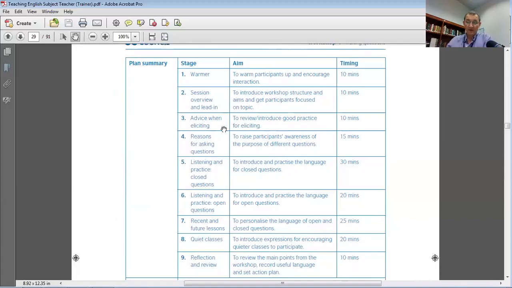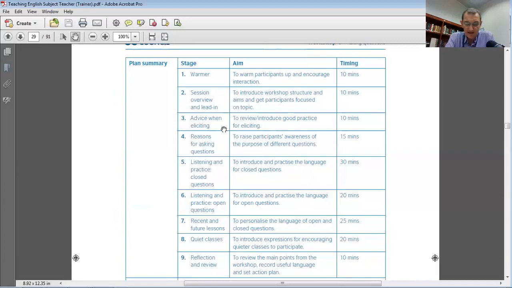There are a number of questions which you will need to get them practicing, and you need to make sure that they get their intonation correct. So intonation is the way that your voice goes up or down. And in closed questions, the examples we have here: is it big or small? Is it a fish or a mammal? And if it's a closed yes or no question, does it live in the sea? Does it live on land?